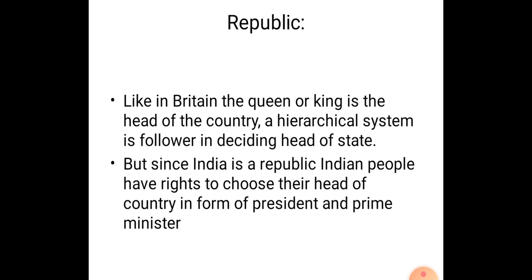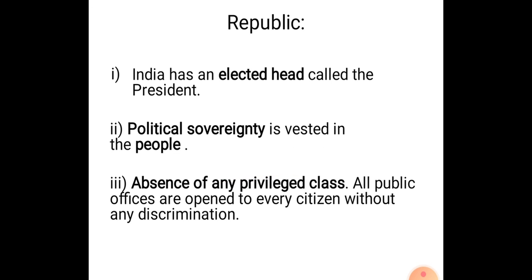Therefore republic is the basic word we have here. We need to understand properly what a republic is and what the basic thing is. India has an elected head called the president. Political sovereignty is vested in the people, and there is an absence of any privileged class. All public offices are open to every citizen, without any discrimination.